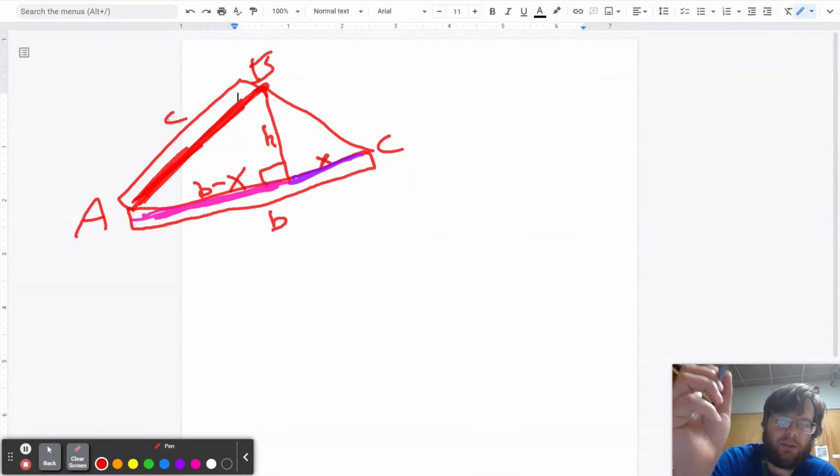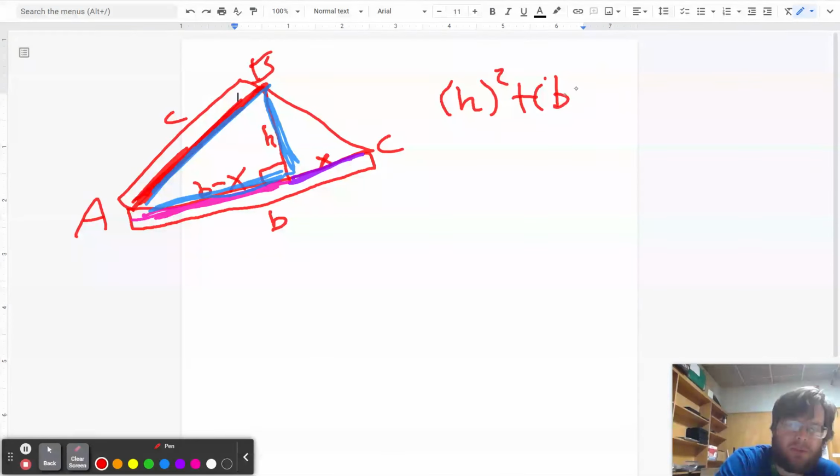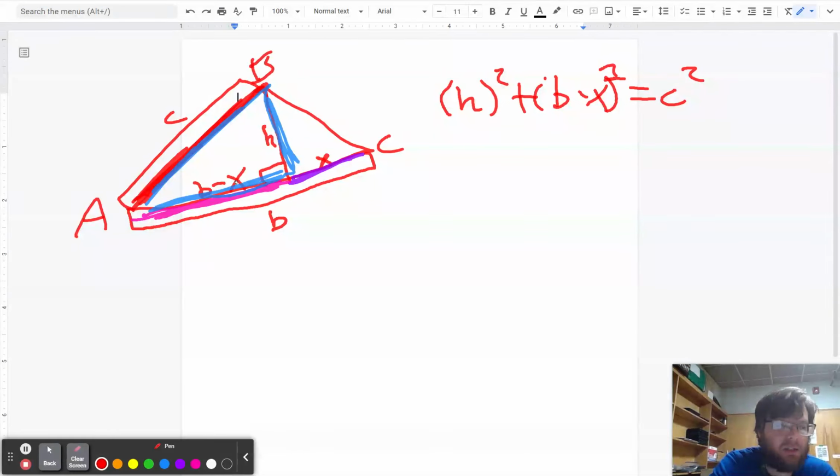Okay, so what I can do is I can set up the Pythagorean theorem. So I'm going to do this triangle here on the left. So if you look at this triangle here on the left, I can set up the Pythagorean theorem like this. H squared plus (B minus X) squared equals C squared. Okay, so I just used H and B minus X as if they were side lengths there. And what I can do is I can write that out. I don't really need the parentheses there.